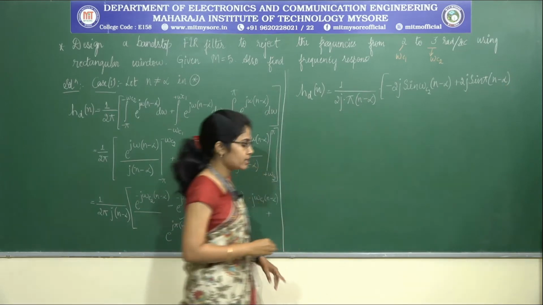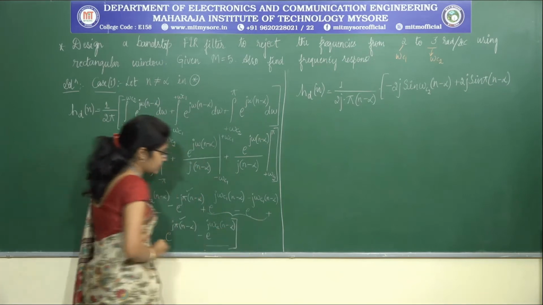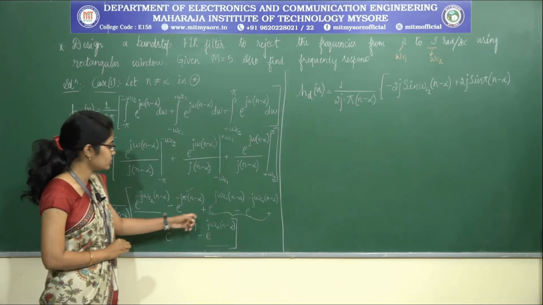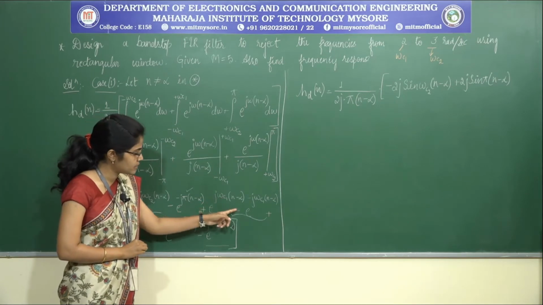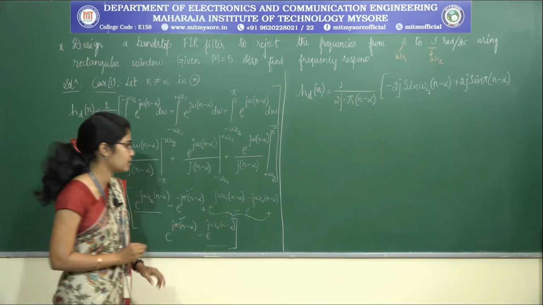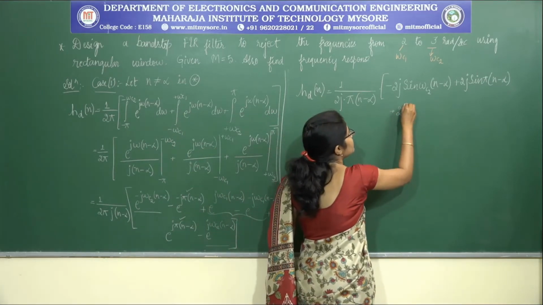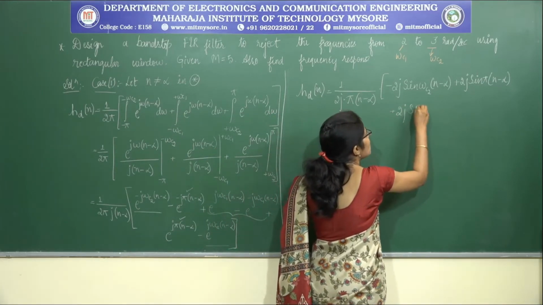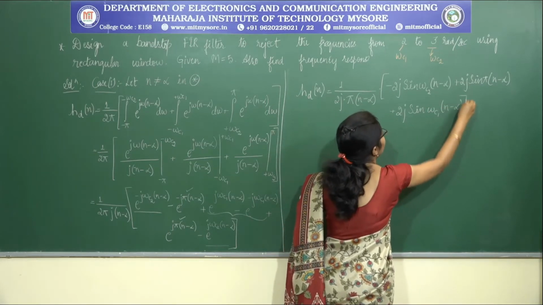Okay. So now we are left with the last part, that is this one. Even looking into this one, it is in the correct format, that is e power j theta minus e power minus j theta. So I can write it as plus 2j sin omega c1 into n minus alpha.